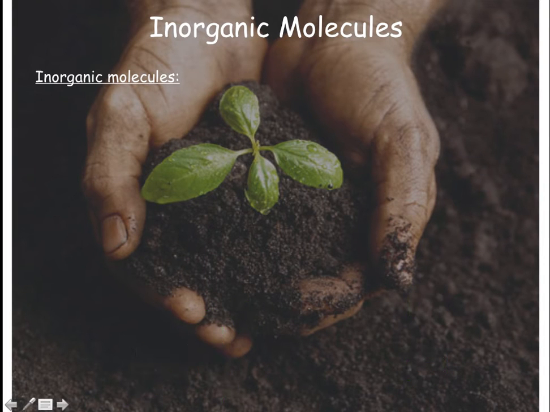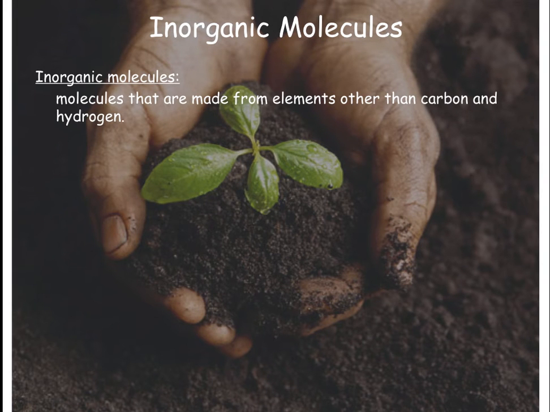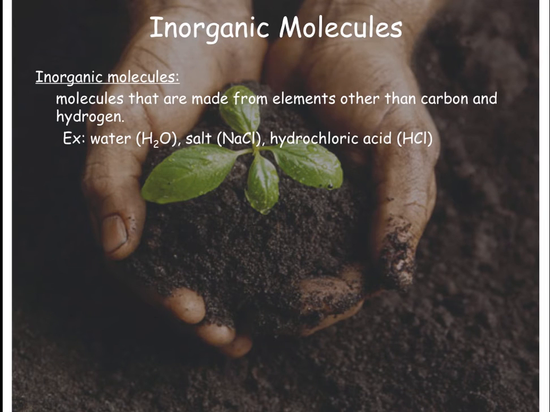Okay. The first category of molecules that we are going to look at are the inorganic molecules. Inorganic molecules are molecules that are made from elements other than carbon and hydrogen. So, for example, water, H2O, salt, NaCl, and hydrochloric acid, HCl, are all examples of inorganic molecules because none of them contain both hydrogen and carbon atoms together in their chemical formulas.